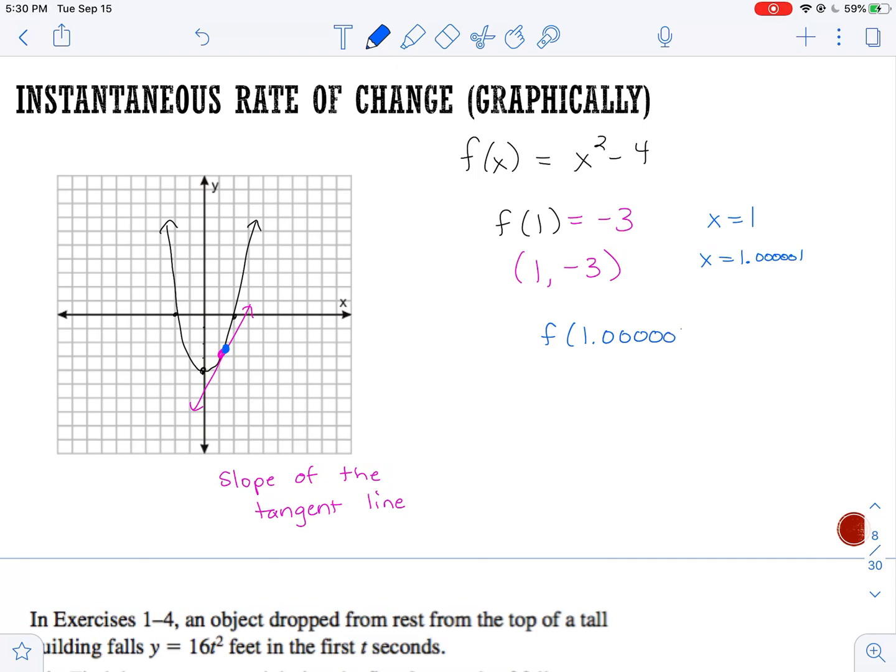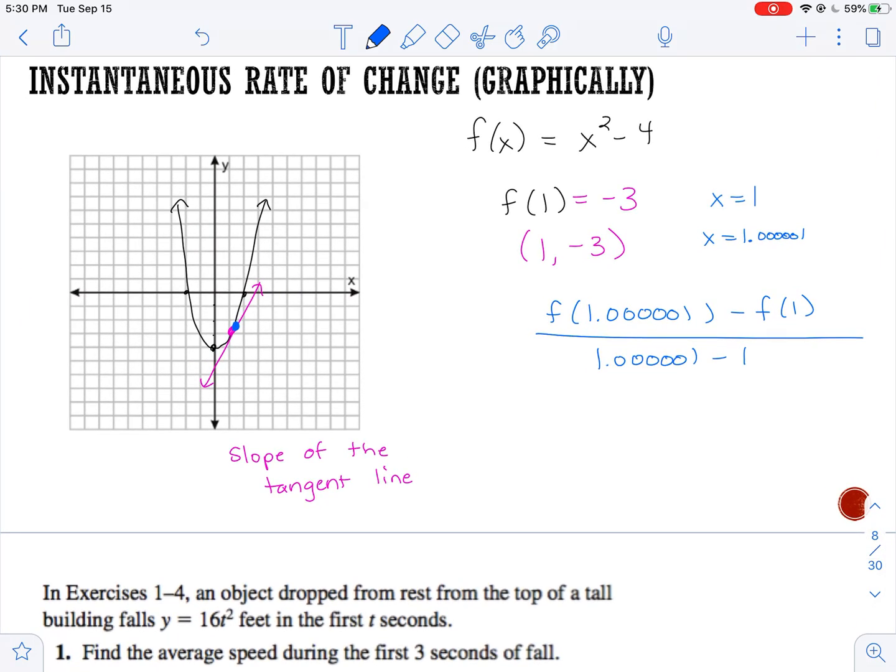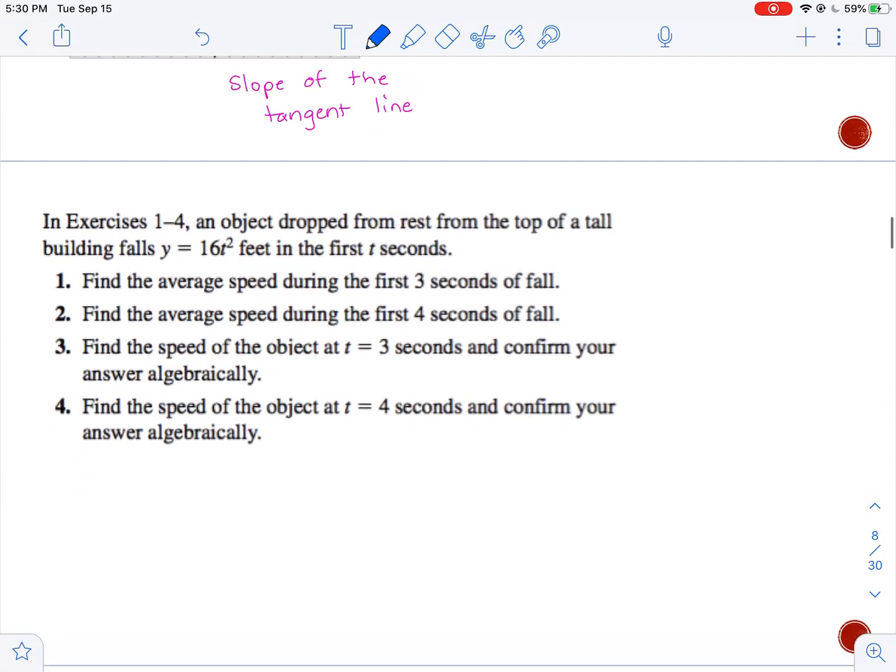So I would find f at 1.00000001 minus f at 1 over 1.00000001 minus 1. And that's how we're going to find instantaneous rate of change for right now. We're going to learn how to find it more accurately and precisely using derivatives later on.